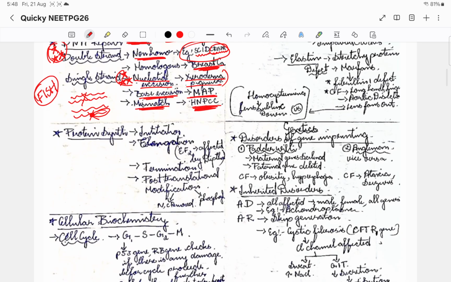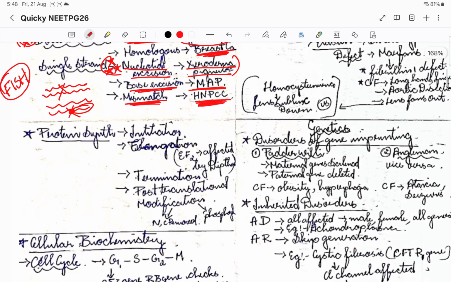Moving on, the protein synthesis. Now the DNA has been formed, and DNA gives the code for protein synthesis, right? Protein synthesis has four steps: initiation, elongation, termination, and post-translational modification. These are the four steps in protein synthesis.